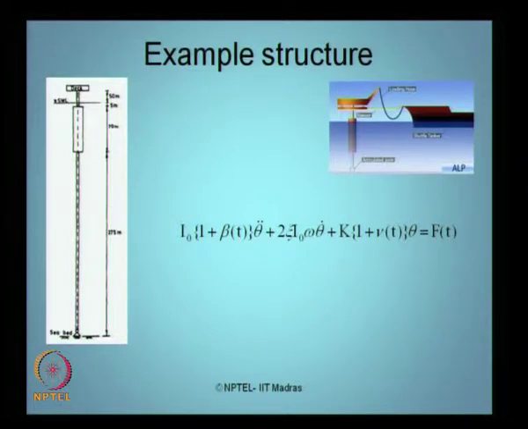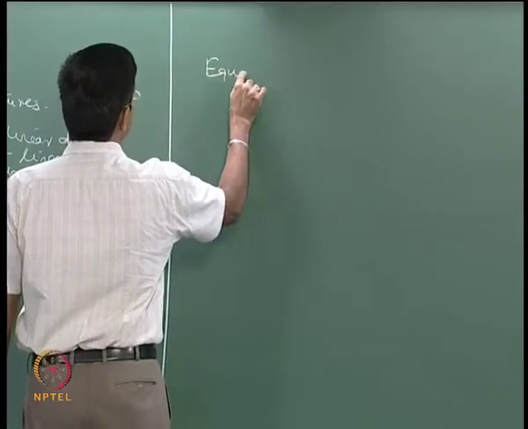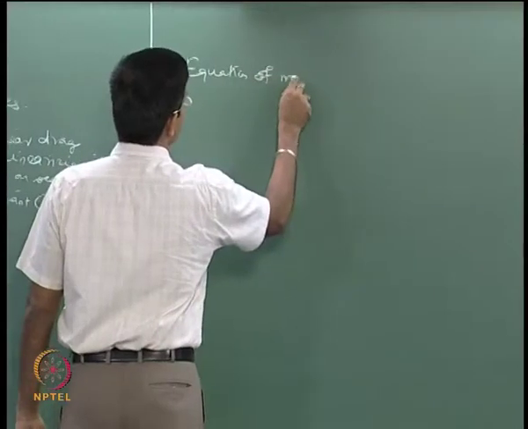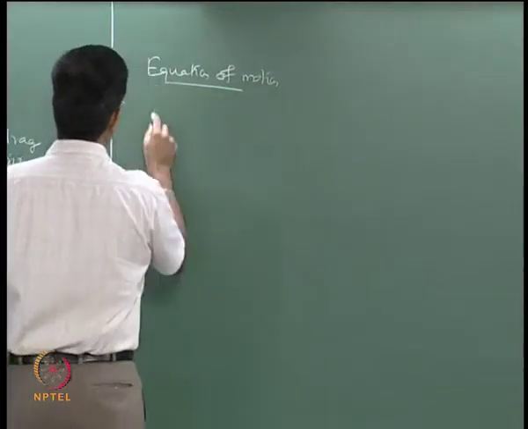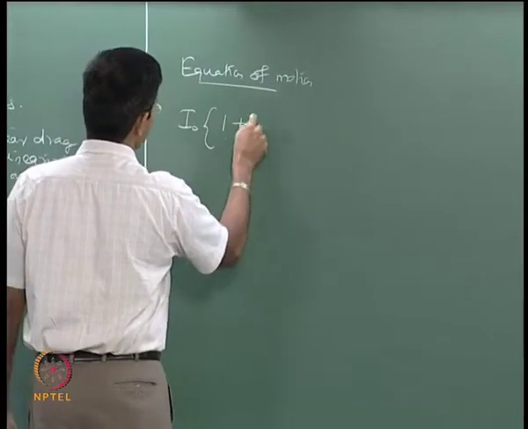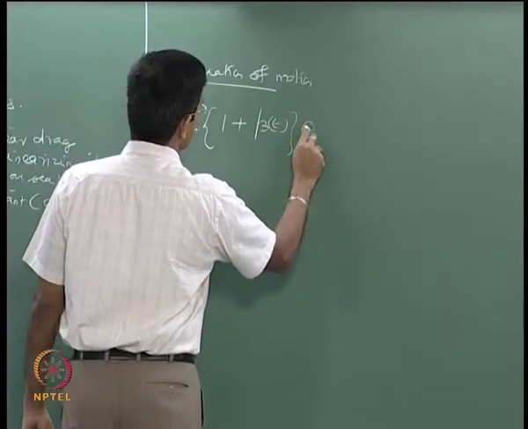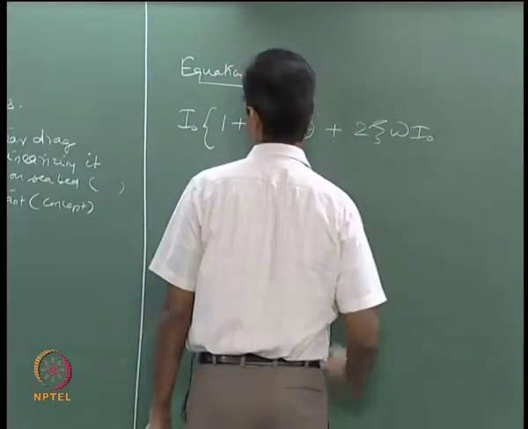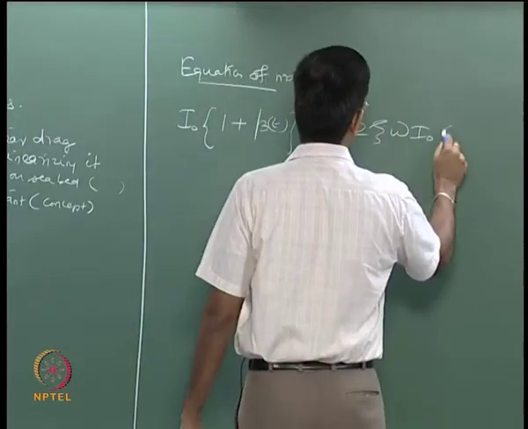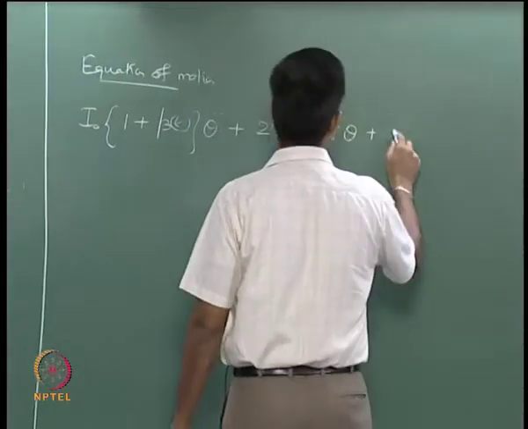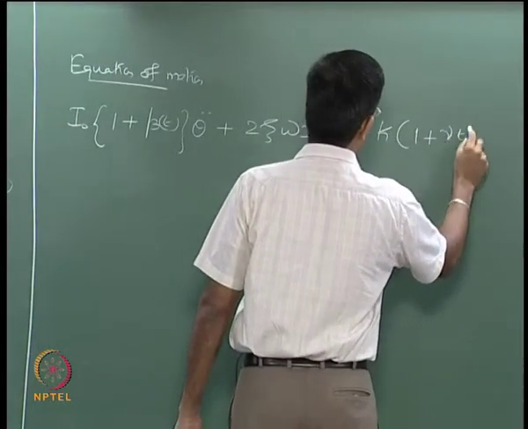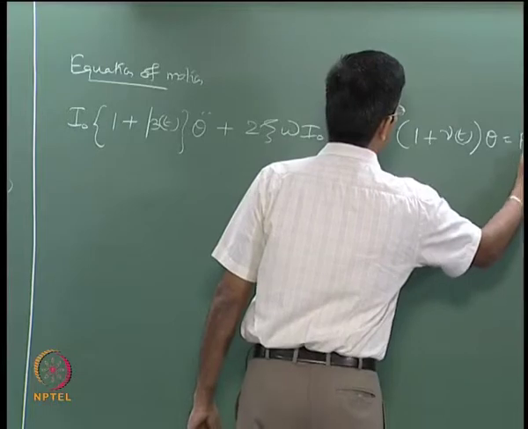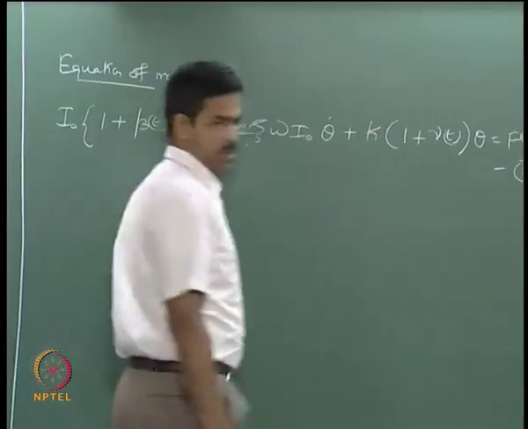So, the equation you see here is the equation of motion. We write the equation of motion again here, then I will explain each term of this equation in detail. Let me call this equation number 1.